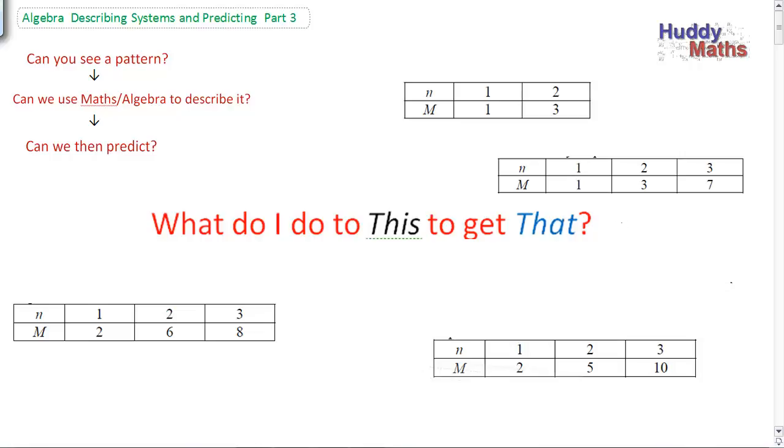As usual, start off with a little question in here. What do I do to this to get that? What does that mean? Well, we've been generating some data sets, and we've got tables of values like this with paper folding, and we were trying to work out how to do this, weren't we? Could you see a pattern? Could we use maths or algebra to describe it? And can we then predict?